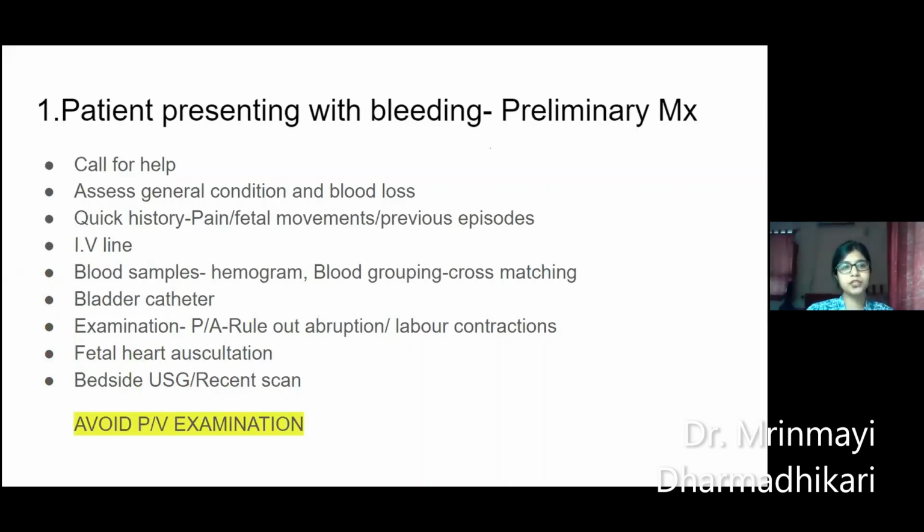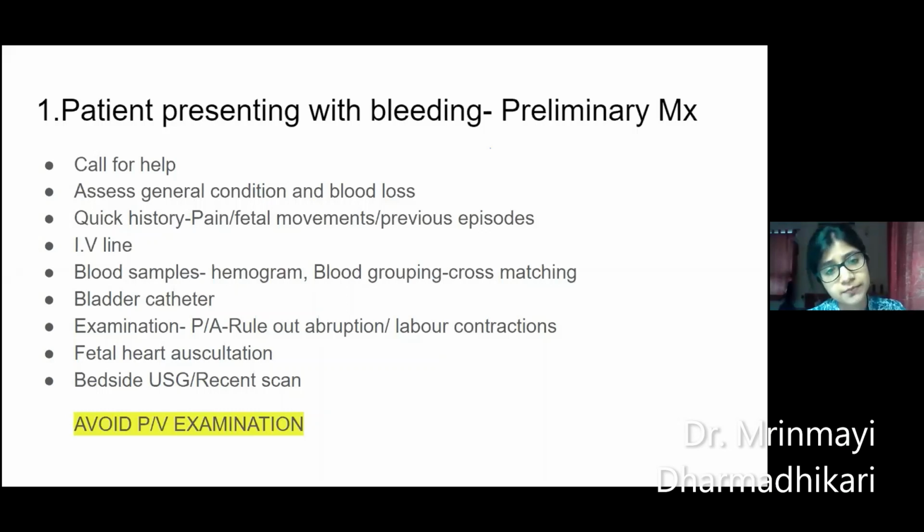So first class of patients presenting with bleeding per vaginum. Now, as I had highlighted even in my previous lecture, all the preliminary measures are very important. First and foremost, you will call for help. Even if you are the most efficient doctor, you will always require help. Okay, so assess the general condition, which includes the pulse, blood pressure, saturation. Assess the amount of blood loss. Check visually at least how much of her clothes are soaked. Ask for history of passage of clots. So at least you can get a brief idea as to how much blood loss she has suffered.